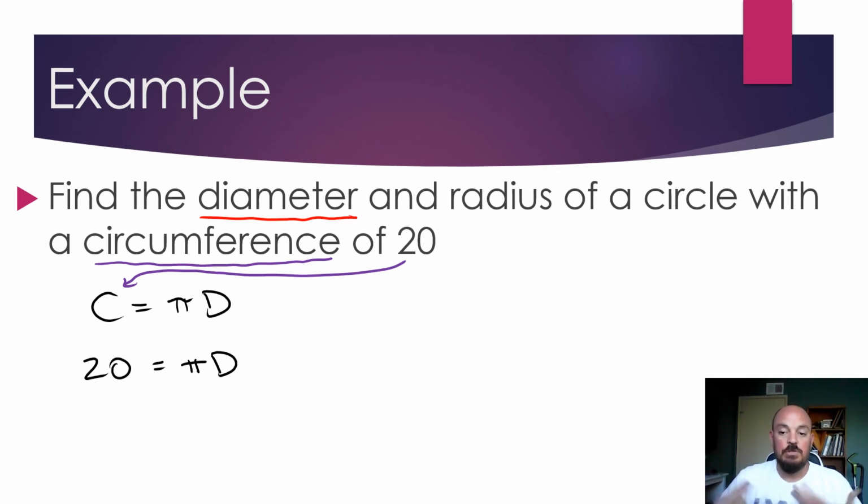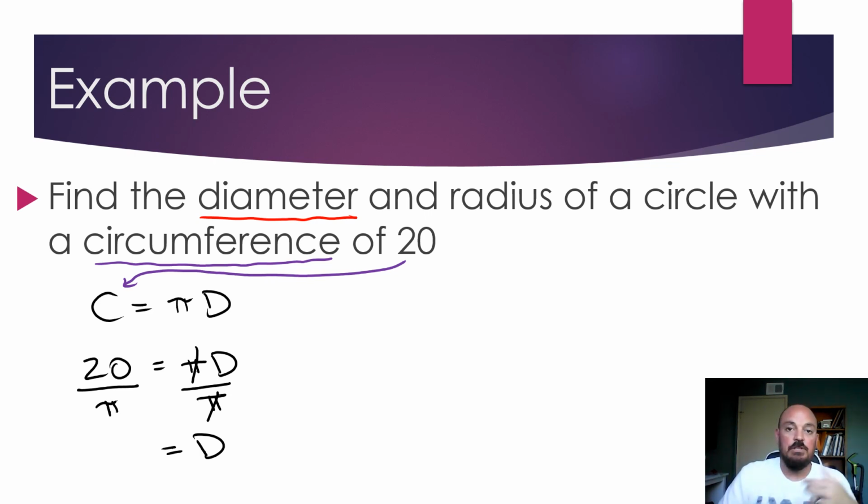Now, what we're trying to find first is the diameter. So instead of just typing it into a calculator, I actually have one step to solve. If I want to find the diameter, I need to get rid of that pi in front of it, and I'm going to do that by dividing. So I'm going to divide both sides by pi, which will cancel that out. I've now solved for d. My answer is 20 divided by pi, or 20 over pi.